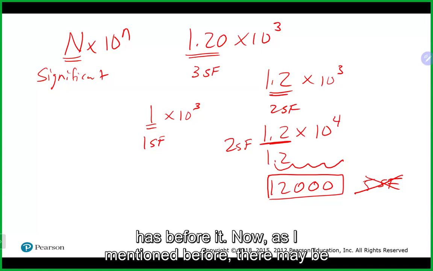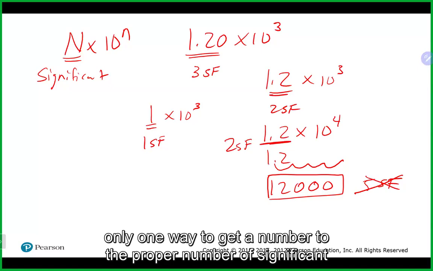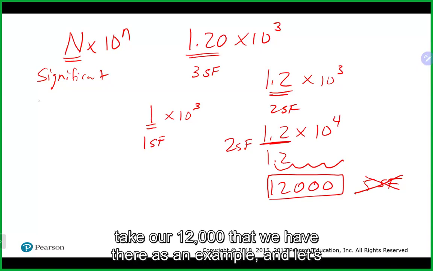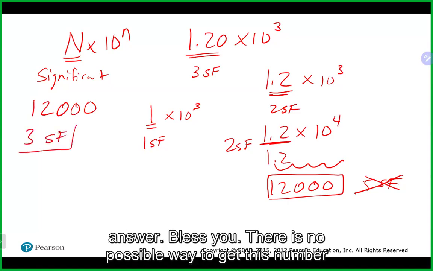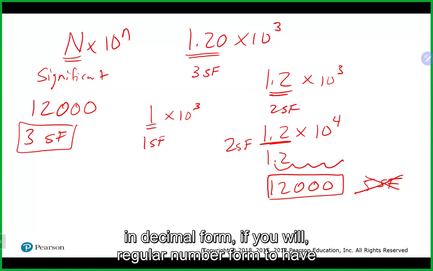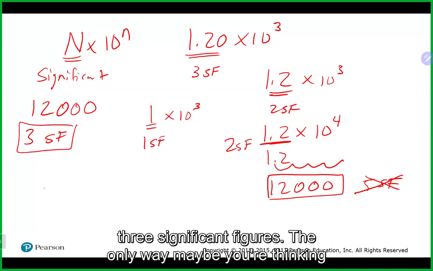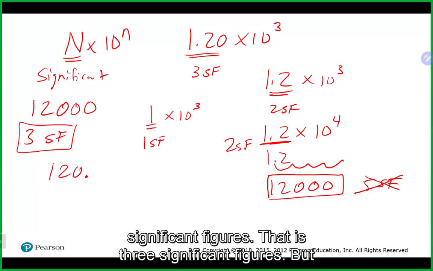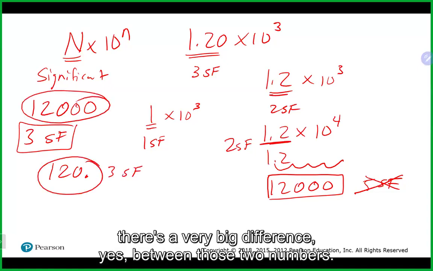Now, as I mentioned before, there may be only one way to get a number to the proper number of significant figures, and that is to write it in scientific notation. So if we take our 12,000 as an example, and let's just say I needed 3 significant figures for an answer. There is no possible way to get this number in decimal form, a regular number form, to have 3 significant figures. The only way maybe you're thinking in your head is I could write 120, right? That is 3 significant figures, but there's a very big difference between those 2 numbers.